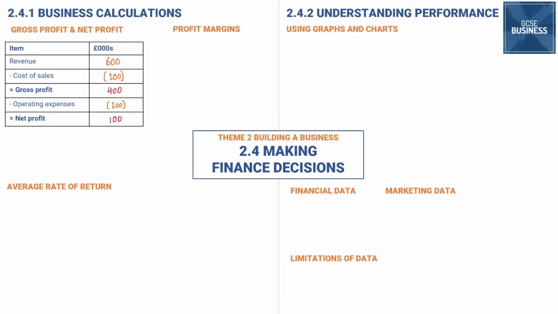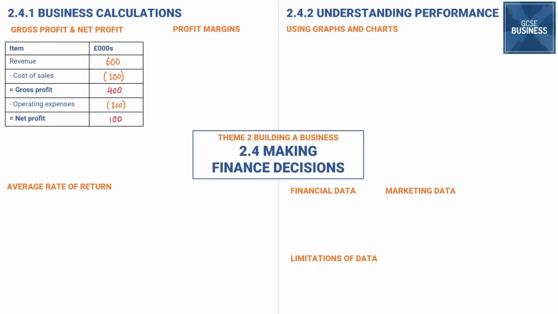So if our revenue is 600,000 and our gross profit is 400,000, then we know we've taken away our cost of sales. So we can work it out by taking our gross profit away from our revenue. That would give us our cost of sales, because our cost of sales is the difference. Similarly, if we're given our gross profit of 400,000 and our net profit of 100,000, but not our operating expenses, we'll know that our operating expenses are the difference. The difference between 400,000 and 100,000 is 300,000, so that must be our operating expenses.